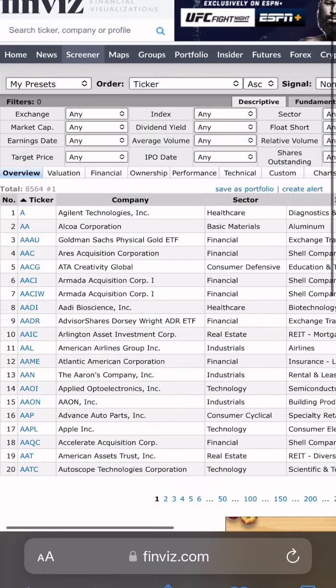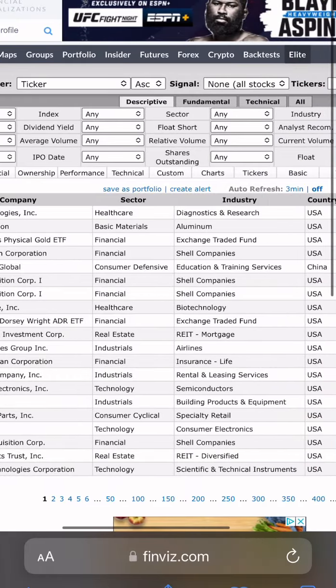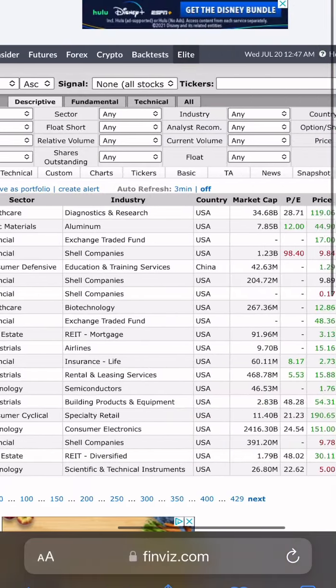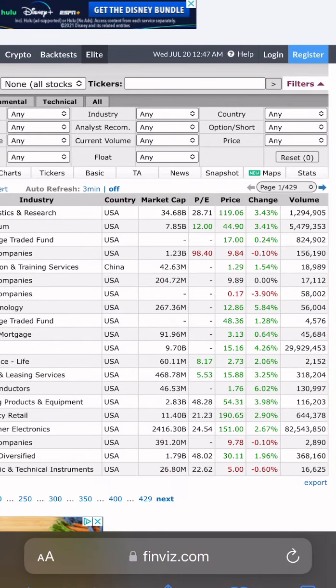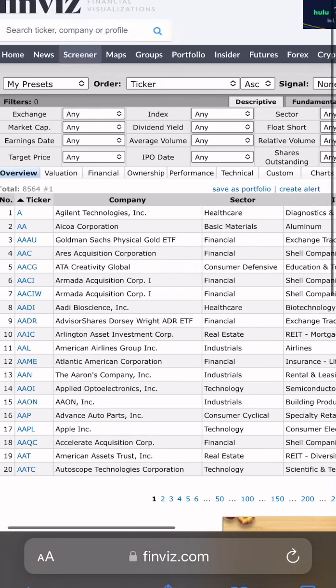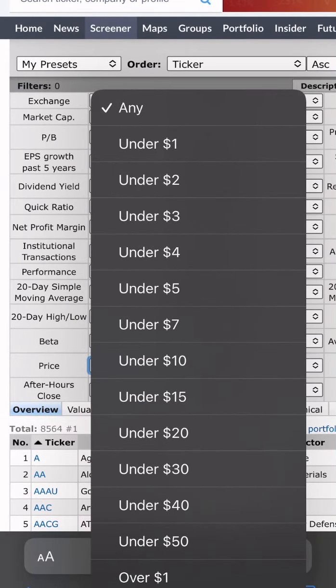In this page, it's going to show you the ticker, the company, sector, industry. It's going to show you what country it's out of. It's going to show you market cap, price, change, volume, and all the way at the top, it's going to show you all the drop downs that you can click on to narrow down what you're looking for in a specific stock. So now I'm going to be taking you through what I actually am looking for in a stock.